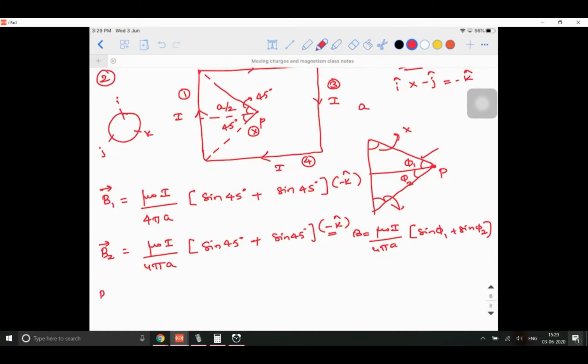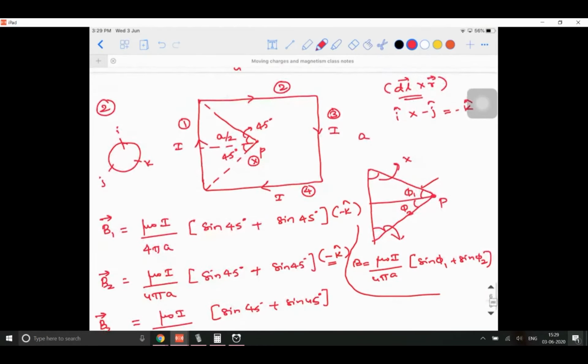In a similar way, what will be the value of B3 vector? B3 vector will be the same thing, mu naught I divided by 4 pi a into sine 45 plus sine 45. No change in that. But I am more concerned about direction. Is it k cap? Because B2 is in the direction of minus k cap, should this be in the direction of plus k cap?